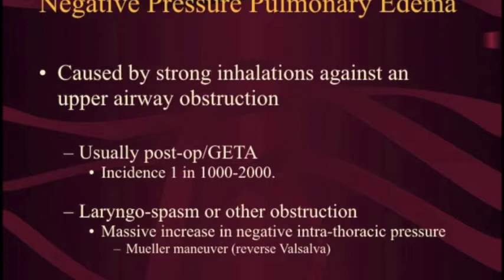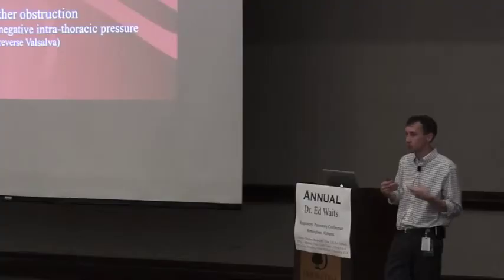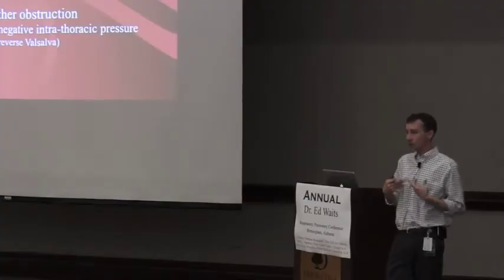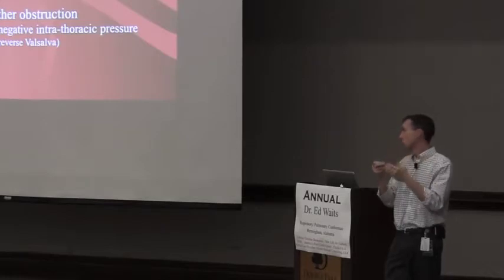So, negative pressure pulmonary edema. It's caused by strong inhalations against an upper airway obstruction, usually after a general anesthesia incident, somewhere between 1 in 1,000 and 1 in 2,000. Say laryngospasm: you pull out the ET tube and the vocal cords are spasmed up, and you have a massive increase in negative intrathoracic pressure. You want the air so bad, and you're trying to breathe in, but the vocal cords are spasmed up.